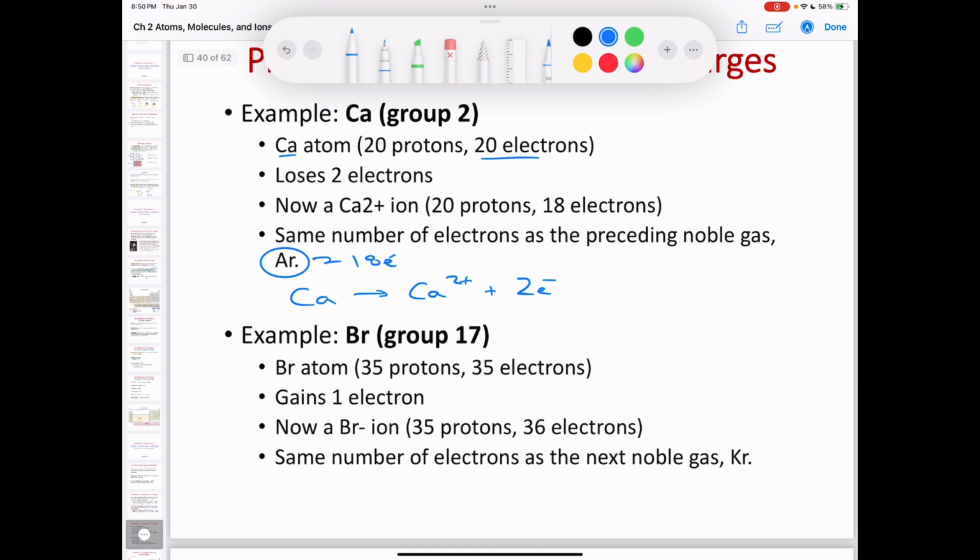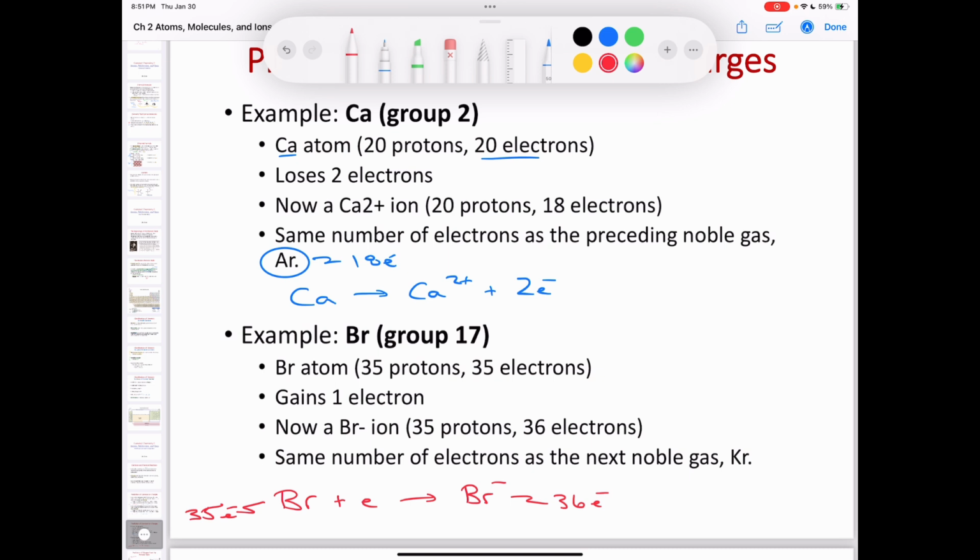Now if we look at bromine, bromine's in group 17. Bromine is what we call a halogen, and you see the noble gas that follows bromine is krypton. Krypton has 36 electrons, and bromine has 35. So if bromine gains, not beryllium, if bromine gains 1 electron, it becomes what we call a bromide ion. And now this is going to have 36 electrons, right? The bromine had 35 electrons, but now it's got 36.